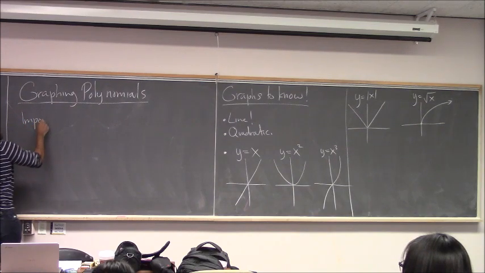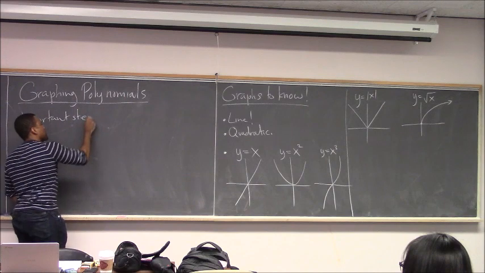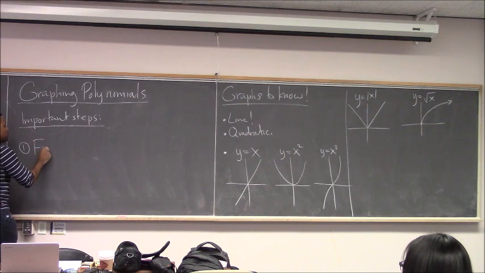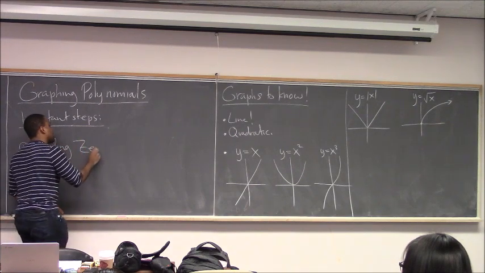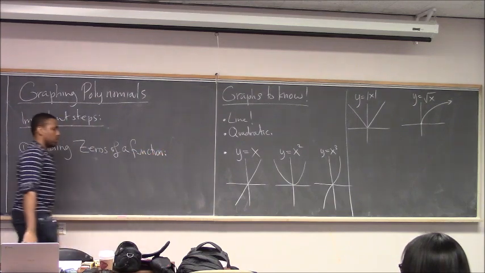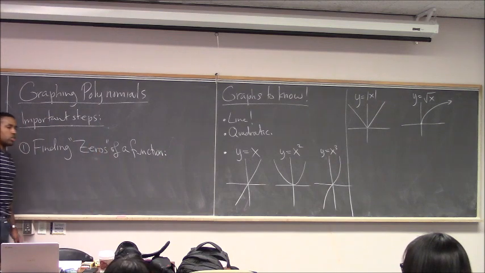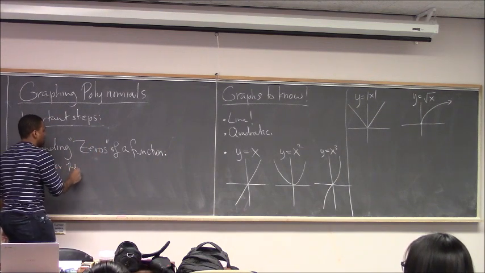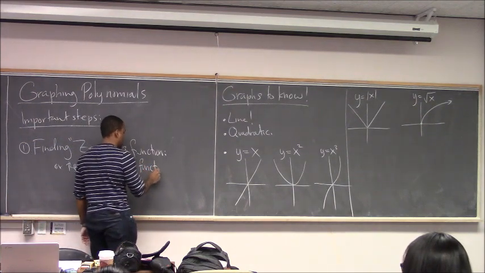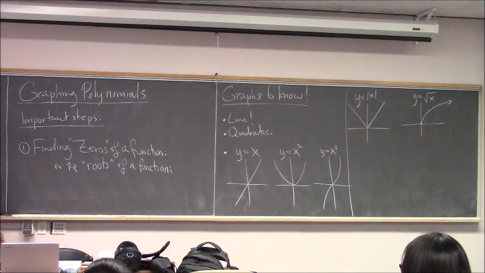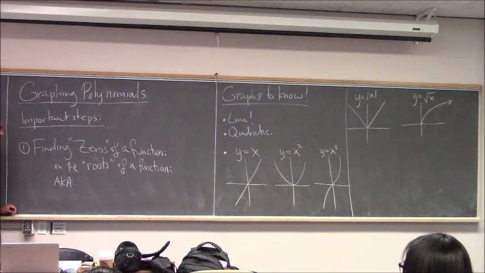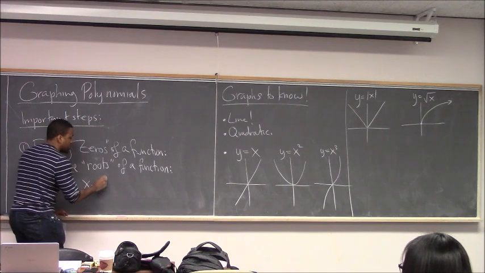Important steps. One, finding zeros. So there's something called the zeros of a function, or the roots of a function. AKA. I mean, that sounds fancy, but it's not really fancy. It is quite literally a synonym for x-intercept.